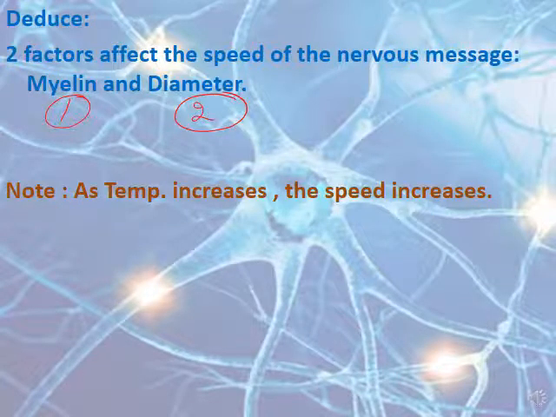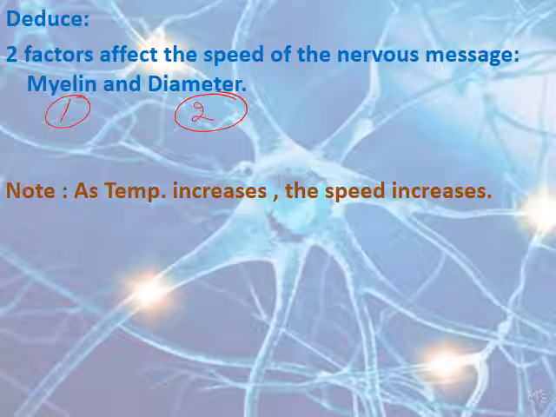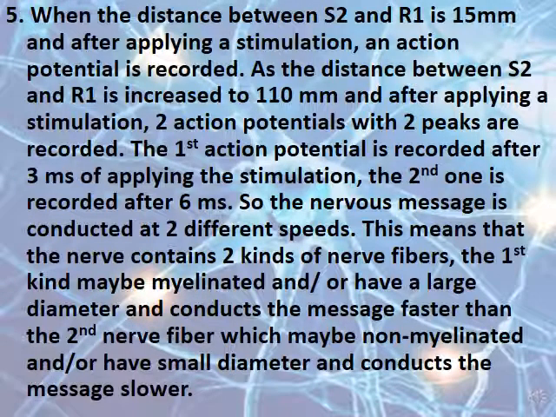So as you note here, as temperature increases, the speed will increase too. Let's move now to part 5, talking about the document about the S2 and R1 stimulation and recording. When the distance between them was 15 millimeter, after applying a stimulation, an action potential is recorded.